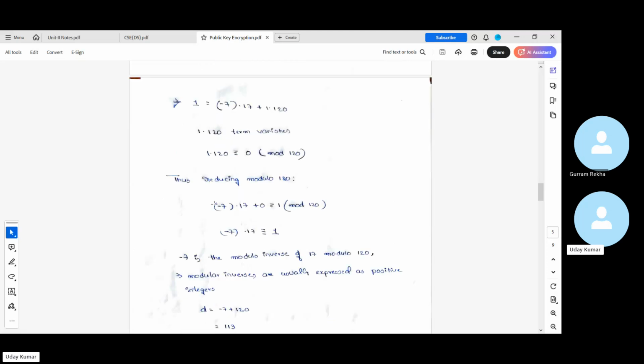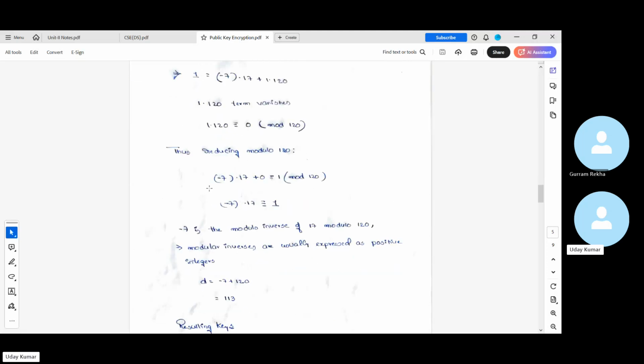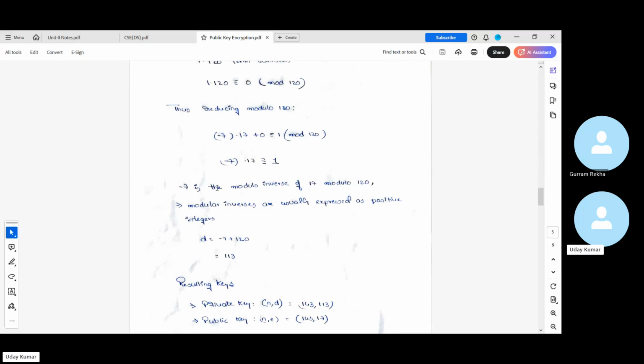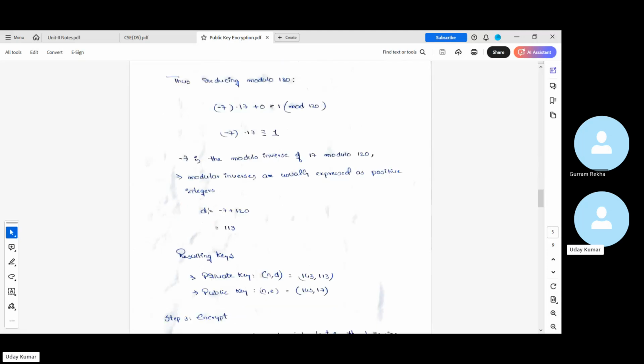Thus, reducing modulo 120, minus 7 into 17 is congruent to 1 mod 120. So minus 7 into 17 equals 1, and minus 7 is the modular inverse of 17 modulo 120. The modular inverse is usually expressed as a positive integer. So d equals minus 7 plus 120, which is 113.